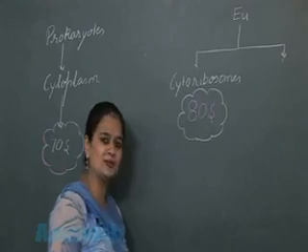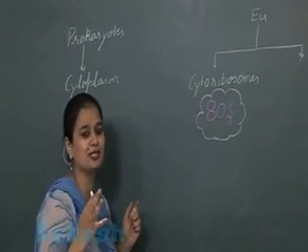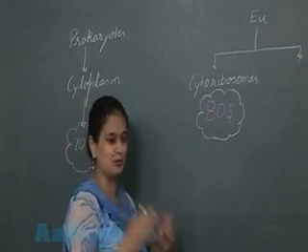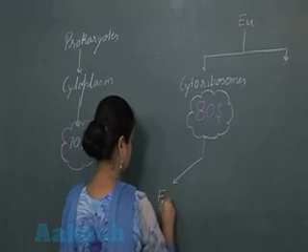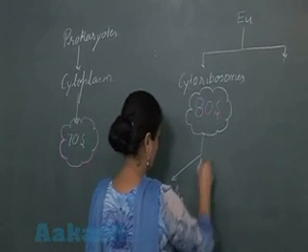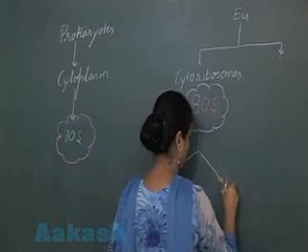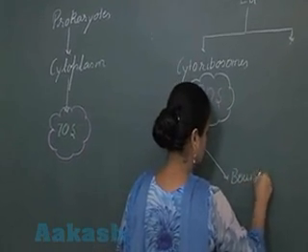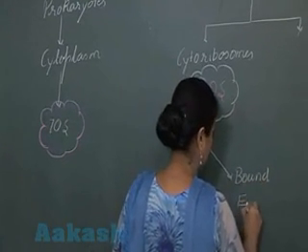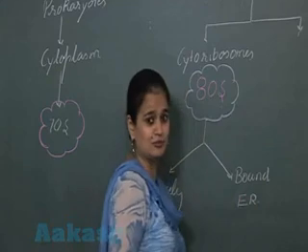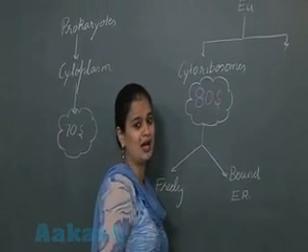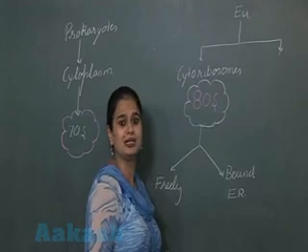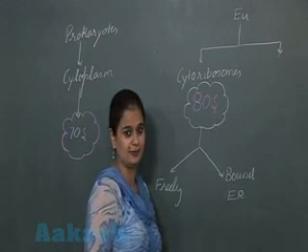Now cytoribosomes can be free and they can also be bound. So they can be freely present in the cytoplasm, or they are bound to the cell organelle, that is endoplasmic reticulum. And the endoplasmic reticulum that shows association with ribosomes is known as RER.